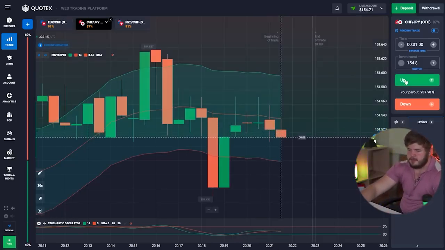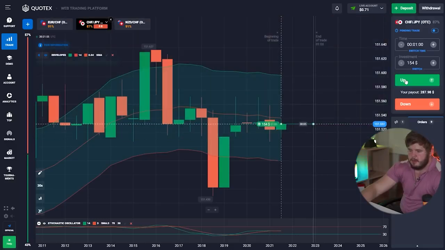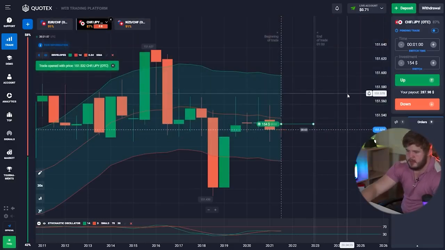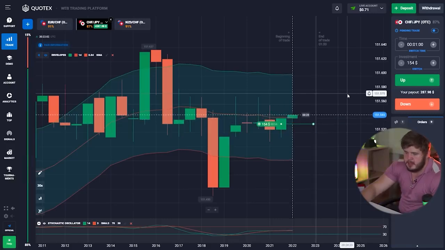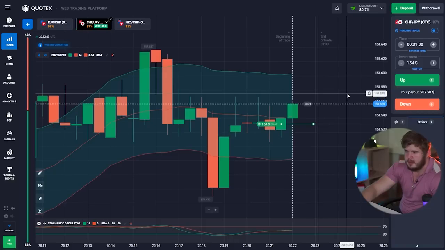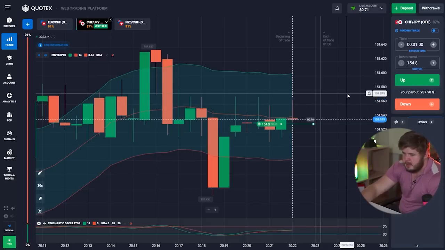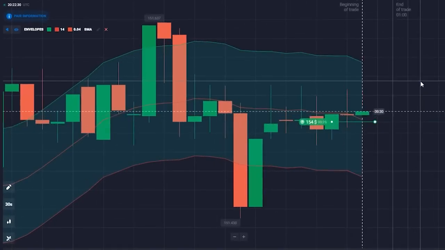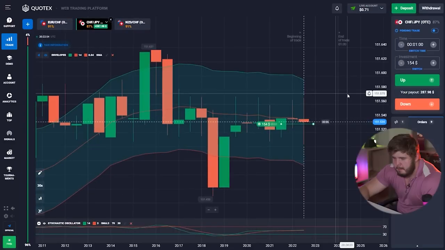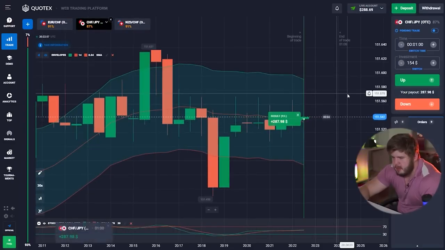Okay guys, so we opened the buy position because price has shown us several times that it reaches the lower point of the channel. Now it's going to go up, and during the short period of time it will be higher than our opened trade. So yes guys, we got our money.